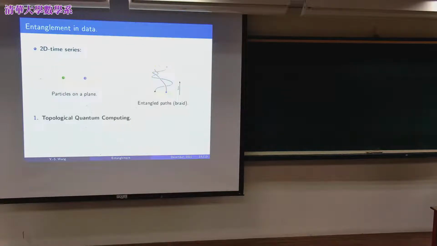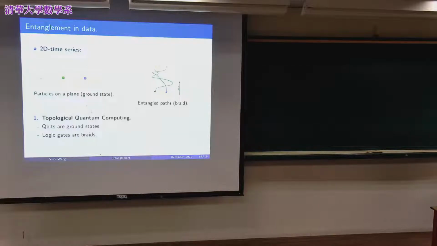Many people are interested in this because, for instance, it is related to topological quantum computing. People working on topological quantum computing view particles on a plane as qubits. So they are degenerate ground states. They might have different histories. And these entangled paths, on the other hand, are the logic gates. So different entangled paths represent different computations.